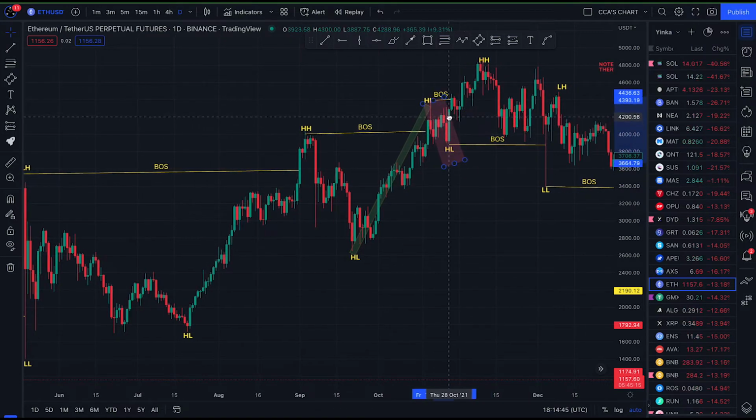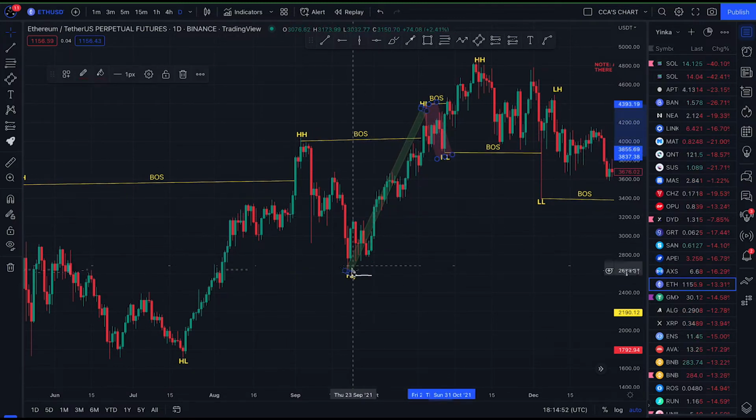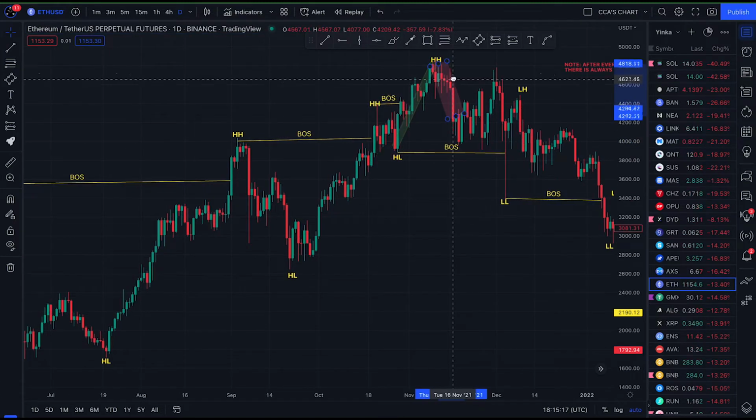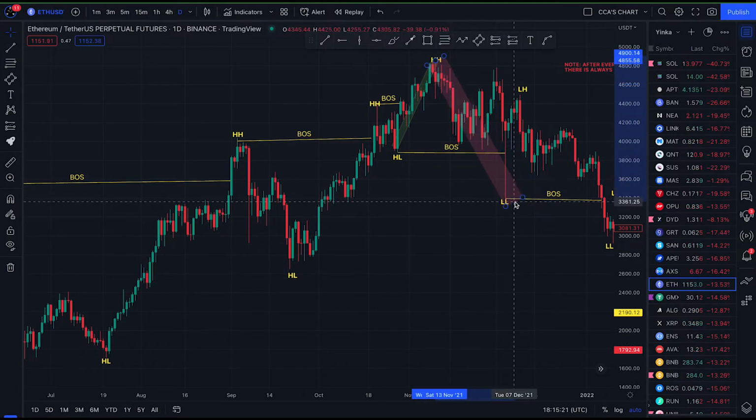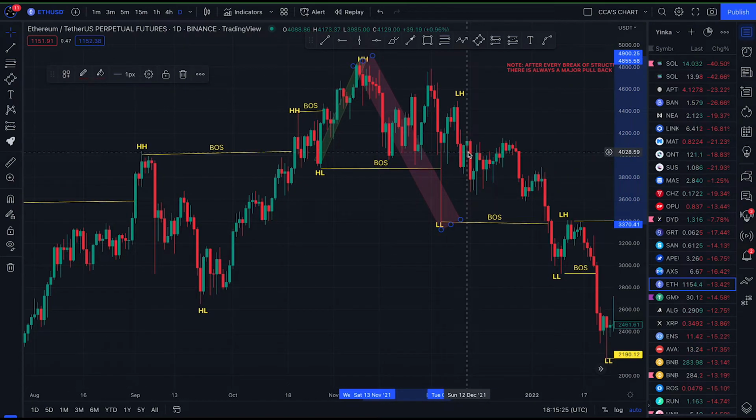So this is the pullback move. It was actually a little pullback before the market broke structure again to the upside, telling us that the bulls are still in control of the market. After this break of structure, we're expecting a pullback, but instead the market broke structure again back to the downside, telling us that the bears are now in control of the market. The bears came back to the market.